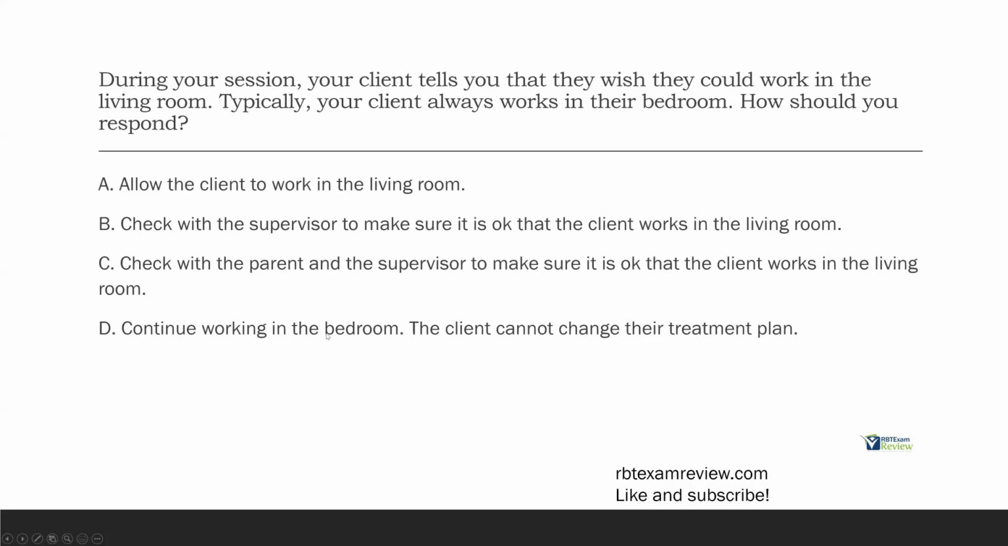And then D, continue working in the bedroom. The client cannot change their treatment plan. Well, the client isn't changing their treatment plan. They're simply requesting modification, which they are certainly allowed to do. And in order to change it, we need to double check with the parent because it's their house, right? And our supervisor because they're in charge of the case. So how should you respond? C, check with the parent and the supervisor to make sure it is okay that the client works in the living room. This is why we don't stop on an answer choice. We don't move on without reading all of the answer choices. We're looking for the best answer.